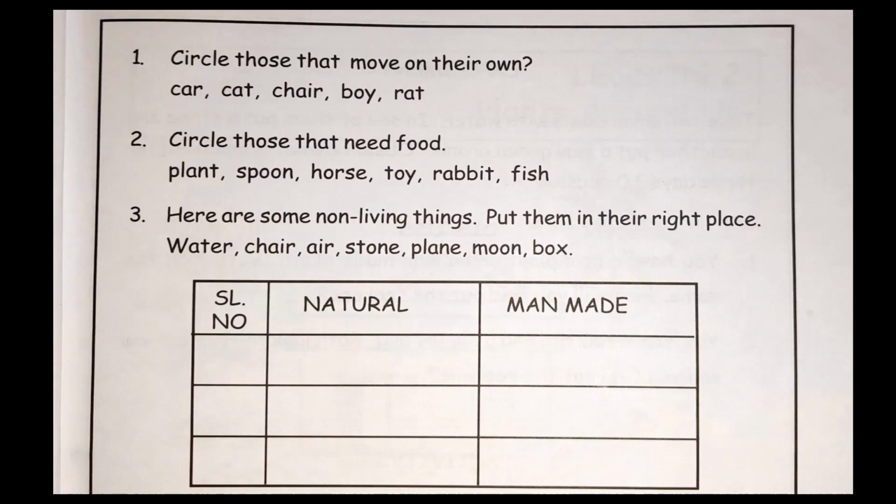First question. Circle those that move on their own. Car, cat, chair, boy, rat. Children, identify the things that can move on their own. Think, children. Yes, it is cat, boy, and rat. Very good.